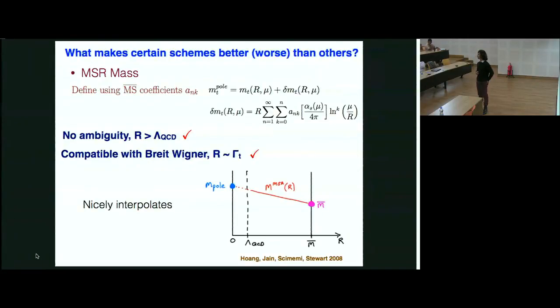These are the MS-bar coefficients. So I do the dimensional regularization and I use the MS-bar scheme to find my MS-bar mass. And all I do is change the mass normalization; every term is proportional to mass itself.